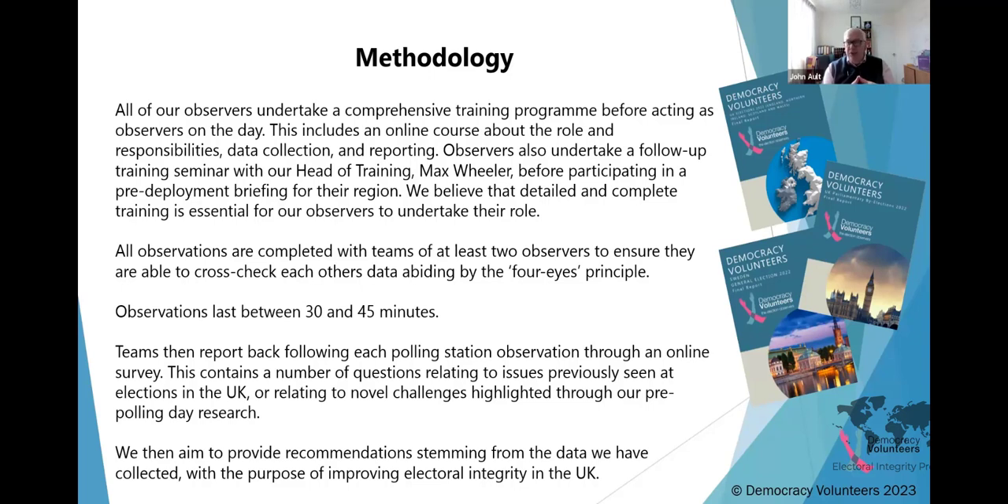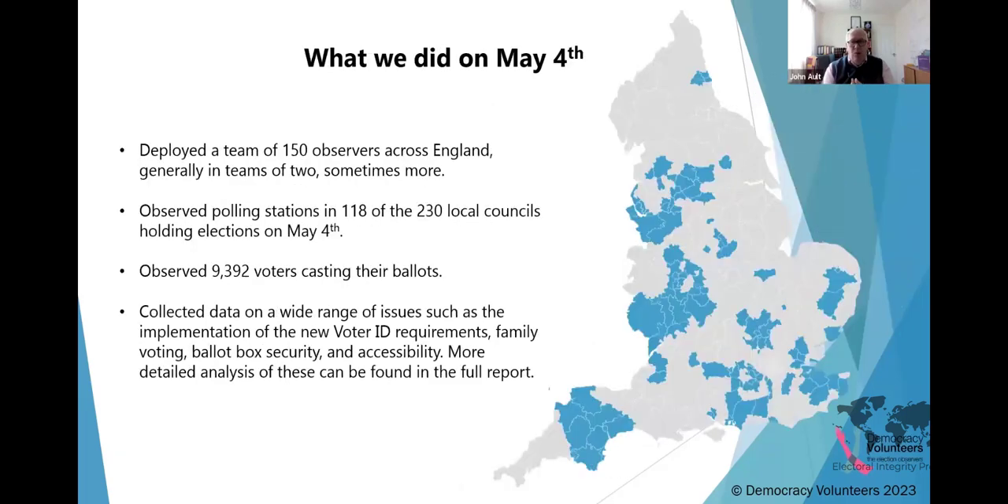Following international standards, we always go around in twos, sometimes threes with the driver, but essentially we have the four eyes principle, where two observers will observe together. Those observations last between 30 and 45 minutes, and the teams then report back from each polling station to an online survey, and we collect that data throughout the day. It contains a number of questions relating to the issues previously seen at elections in the UK, but also on this occasion, obviously, with the questions around voter ID, we added those questions in this year.